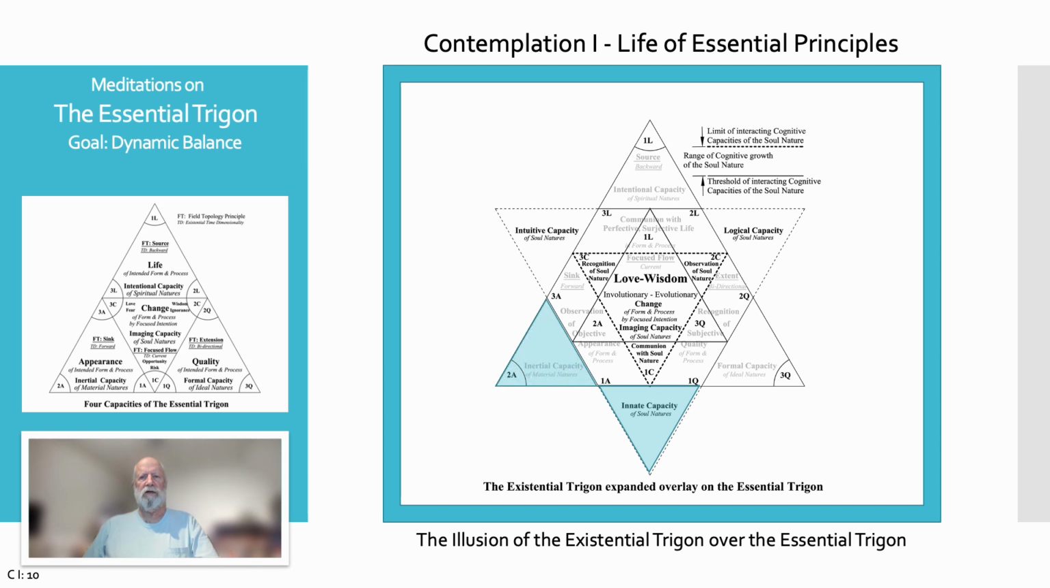From 2A, the inertial capacity of material natures is mapped to the logical capacity on the upper right, flanked by the axiomatic spiritual and ideal natures at 2C.